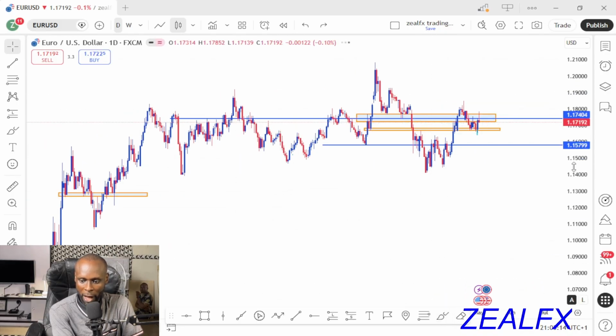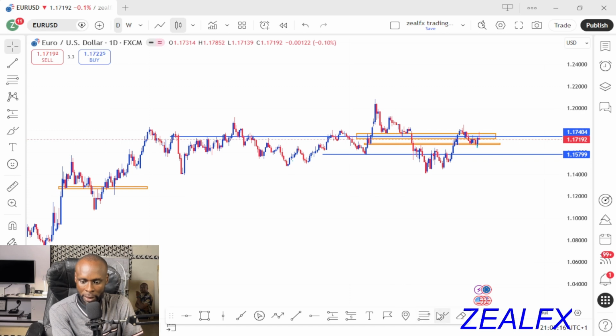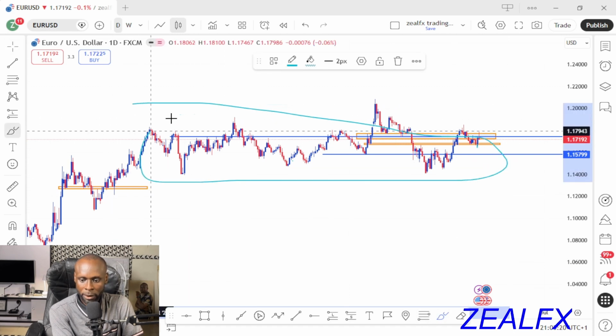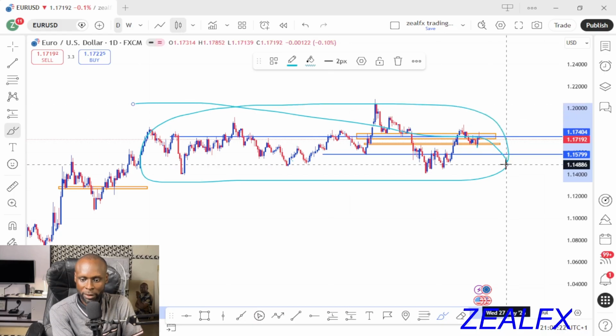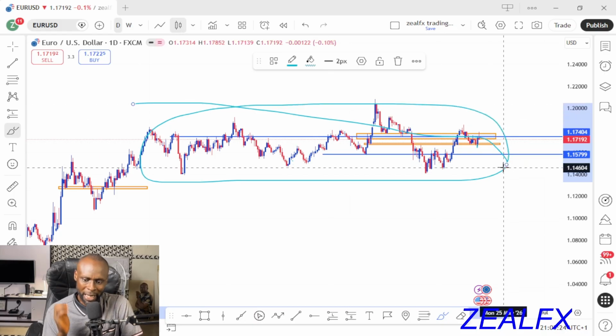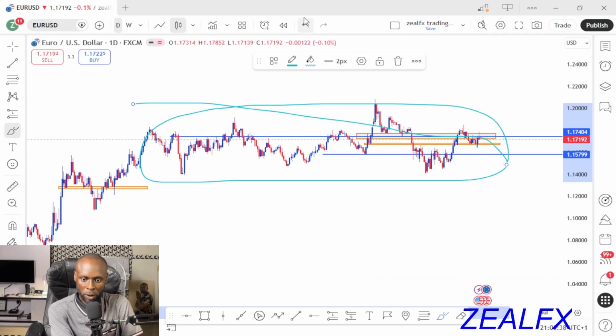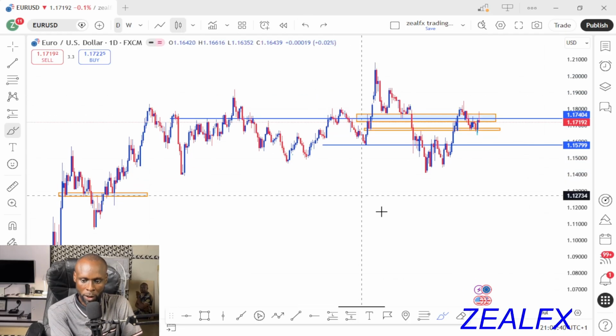We can see price is still creating this sideways trend. We still have this sideways trend on the Euro USD. Before we can see any major move on Euro USD, we need price to break out of this level. Once price can break out of this range, we can start looking for strong buy or strong sell on the Euro USD.